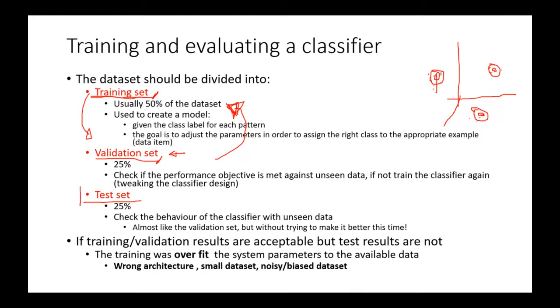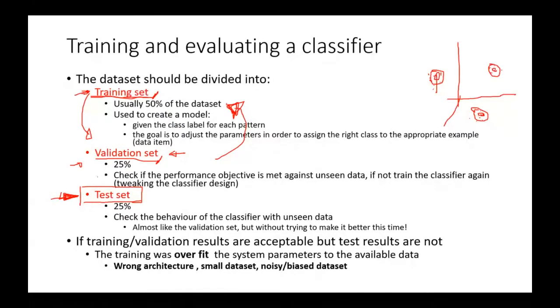Now, the next step is you're going to test your model. The data in this test set is totally independent from the validation set and from the training set. This is like sending your system into the wilderness, and you want to check the behavior of the classifier with unseen data. The test set is going to tell you how your model is going to behave in the real world.